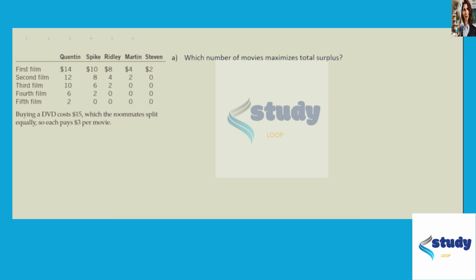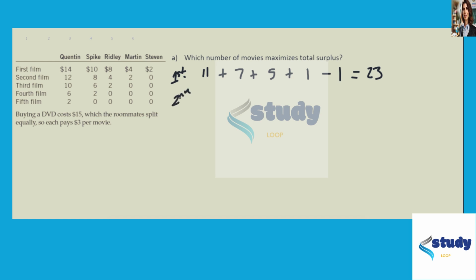And again, our surplus is just the benefit one gets out of an item minus the cost of that item. So for the first film, we see that Quentin values it at $14, but only costs him $3, so he gets 11. Similarly, Spike, it's worth 7. Ridley, surplus of 5, surplus of 1, and a surplus of -1, and that equals 23. And so basically, we're going to maximize surplus when the marginal surplus is 0.